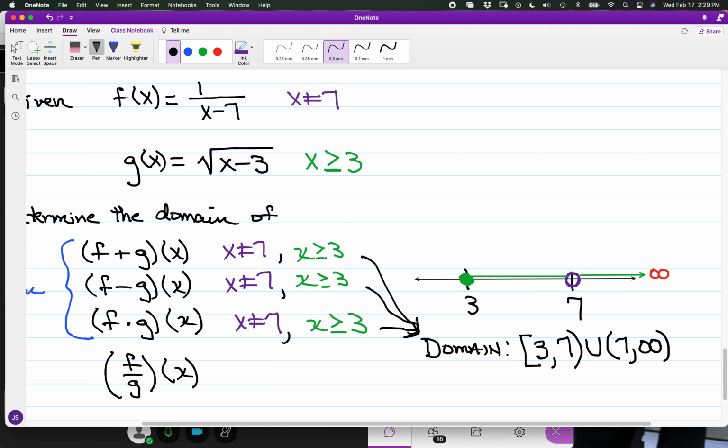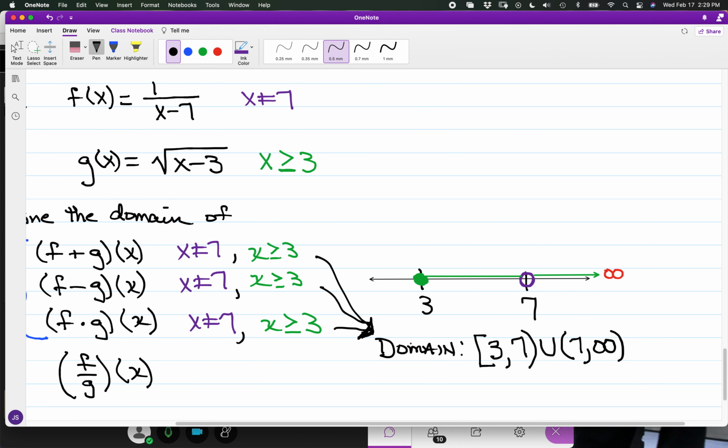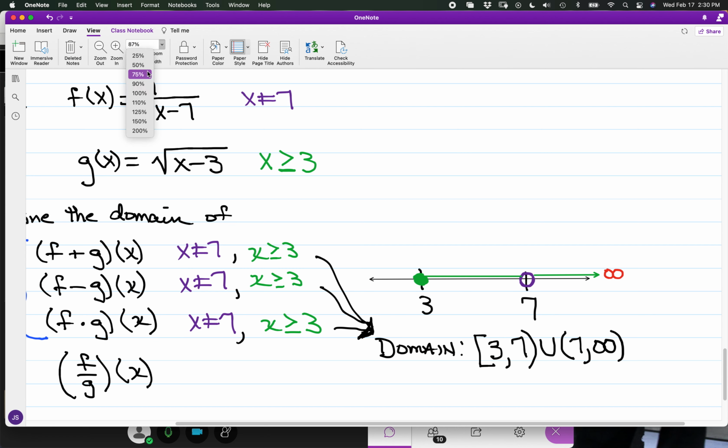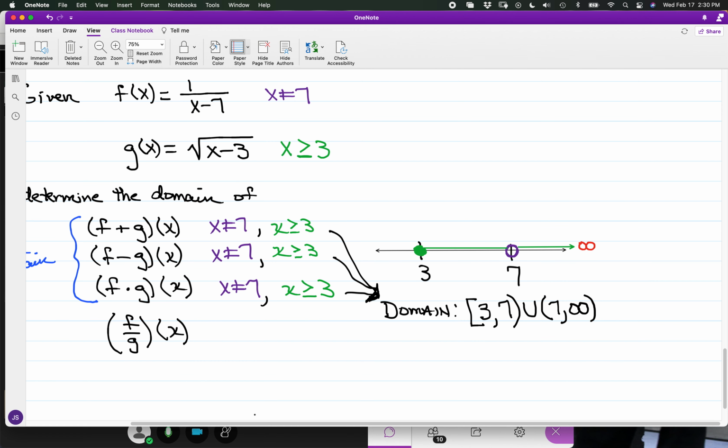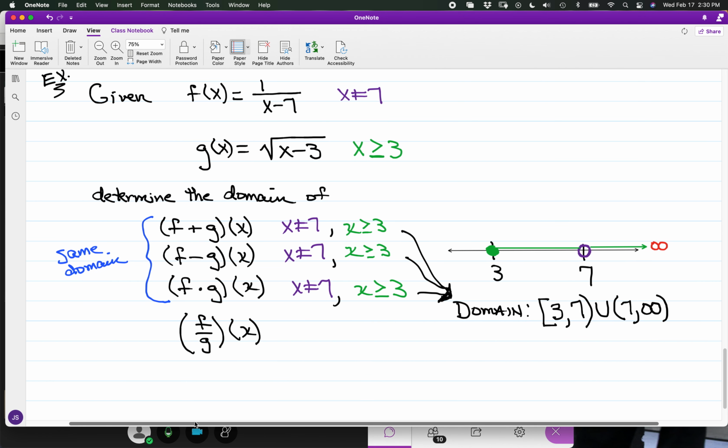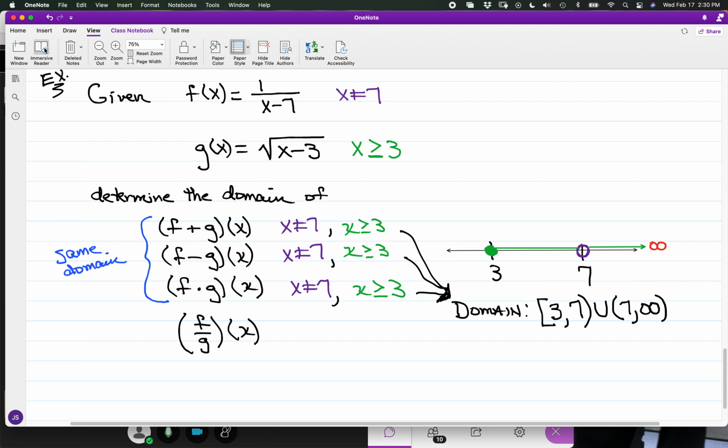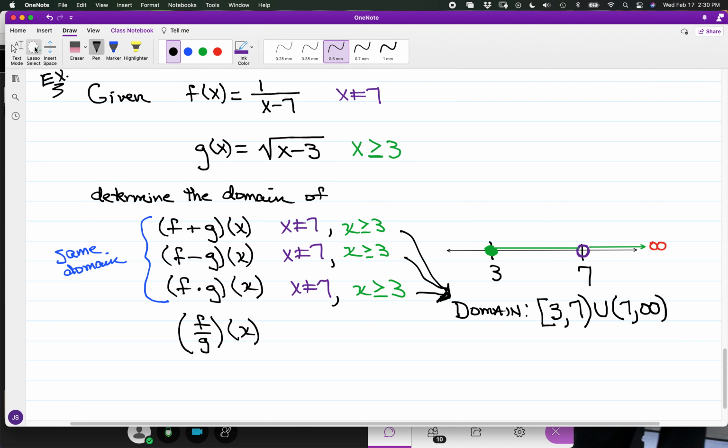Okay, so again, for the first 3 operations, you have the same domain. Here we have, again, going from and including 3, approaching but not including 7. And then for the rest, you have those values of x greater than 7. All right. Now, for f over g of x, in terms of the domain, this can potentially be the odd man out.